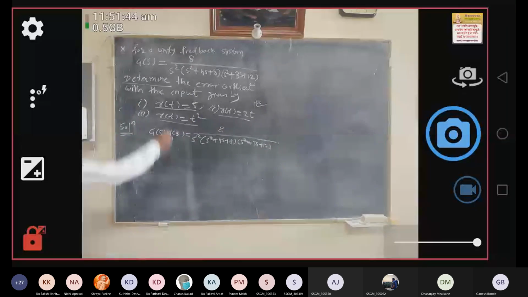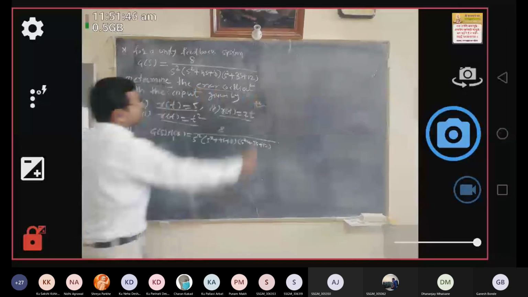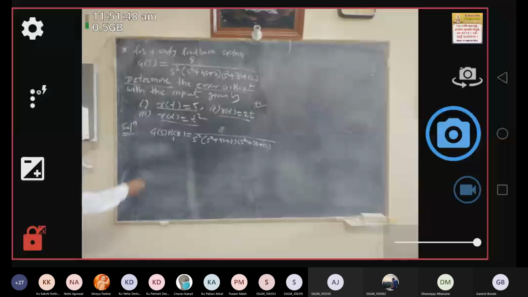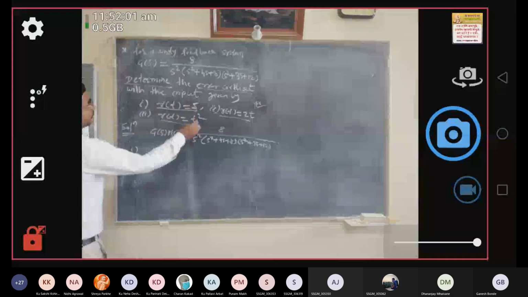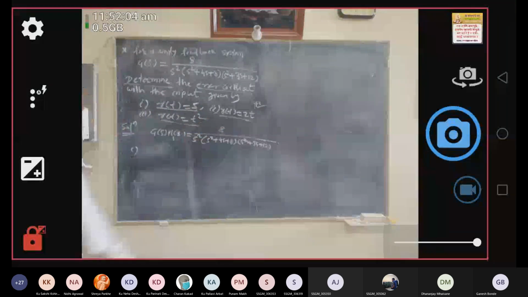And what do we have to find? We have to find the error coefficient. So how many error coefficients do we have? We have to find the error coefficient for different types of input. So the inputs are given to you. The first input is the step input, the second one is the ramp input, and the third one is the parabolic input.